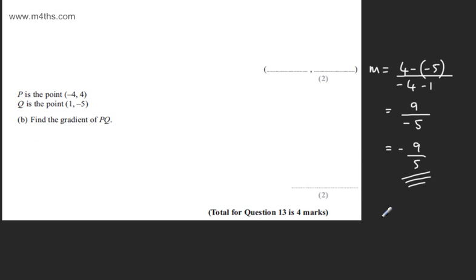You could have gone the other way and just shown that. We could have said -5 minus 4 over 1 minus -4. So that would have given us -9 in the numerator and 5 in the denominator. So either way round, as long as you're consistent, you'll get the correct gradient and 2 marks.